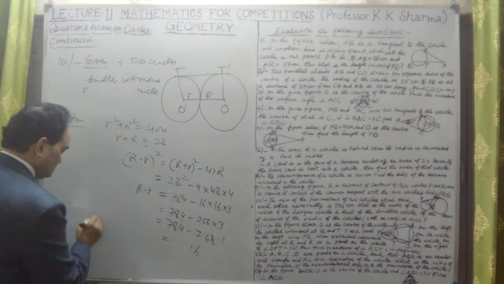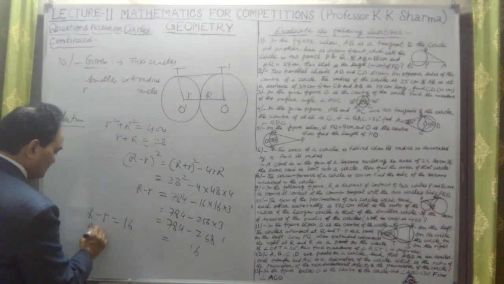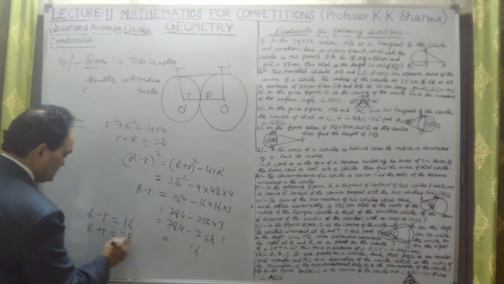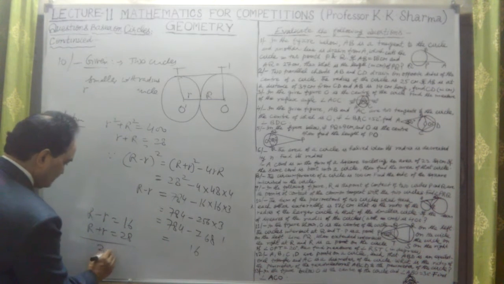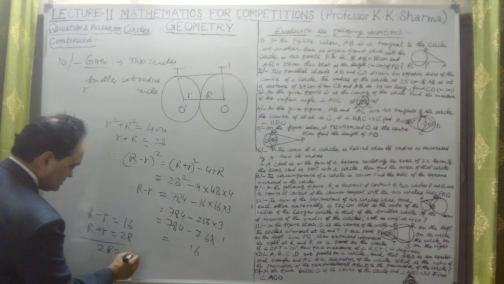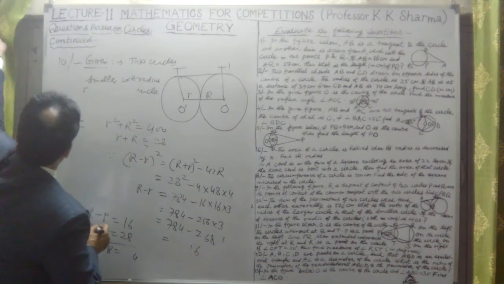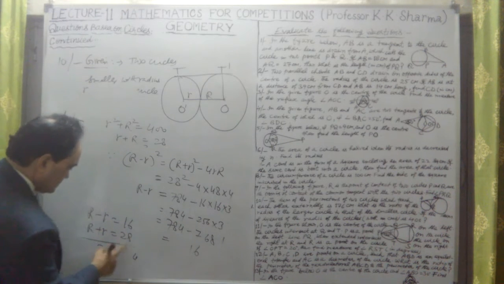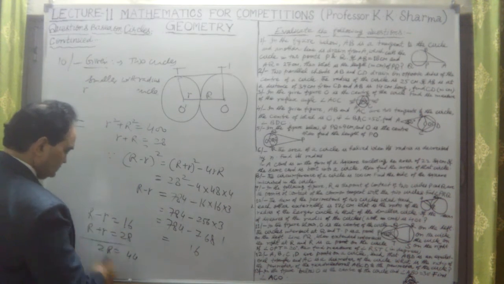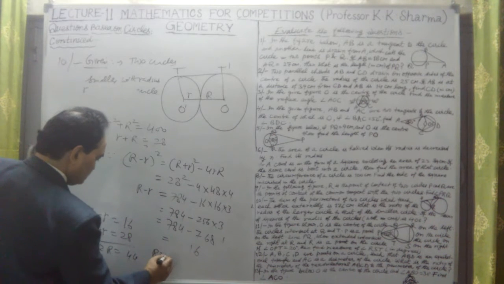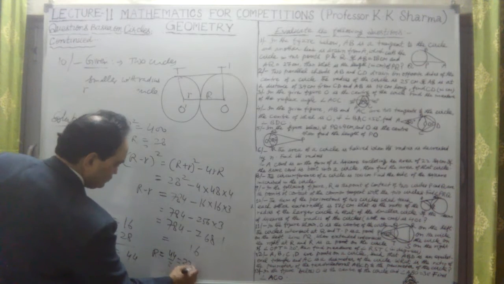So capital R minus small r is equal to 16, and R plus capital R is equal to 28. Adding them, we get twice capital R equal to 44. So capital R is equal to 44 upon 2, so capital R is 22.